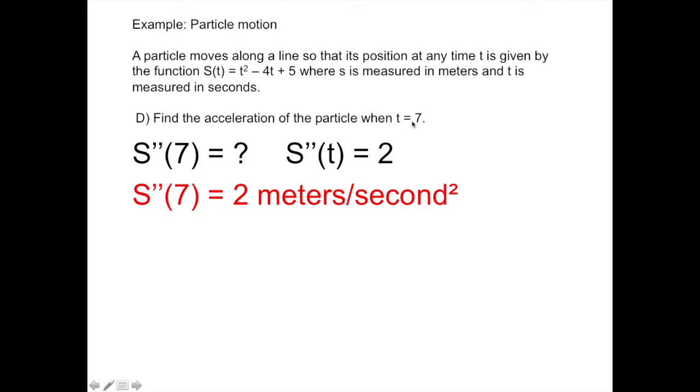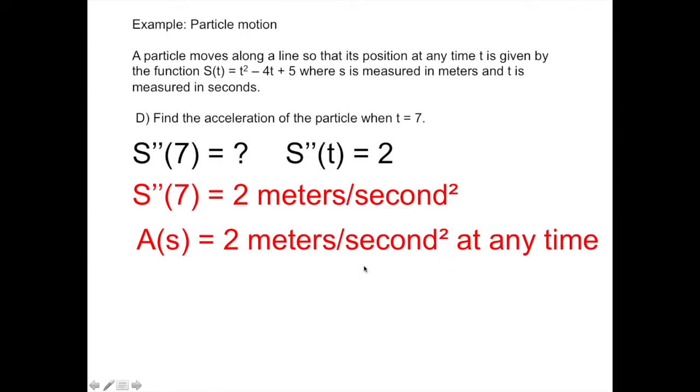So when we're 7 seconds into the trip, we have an acceleration of 2 meters per second squared. And so that's our instantaneous acceleration. And that is a constant. It's just a number, like I said a few seconds ago. So that acceleration is valid for any time in the trip.